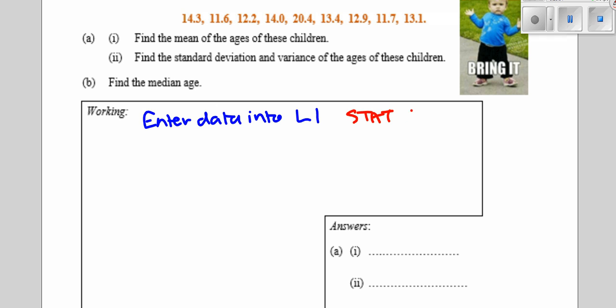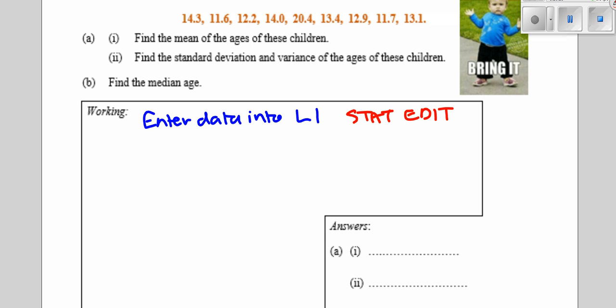Make sure all the other lists are clear and that you've just got stat edit and you enter your data into L1. You go up to the table, highlight L1 and press clear, enter. Don't ever press delete. Just go clear, enter, because delete removes the whole thing. If you do and it's stressing you out, you can just reset your calculator and it brings it back to life. Then you have to put your diagnostic back on. So enter data into L1.